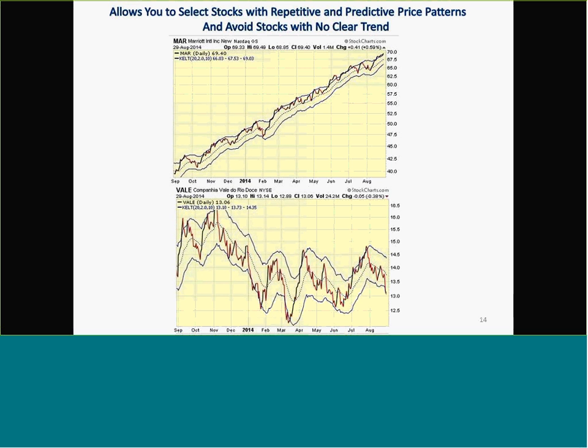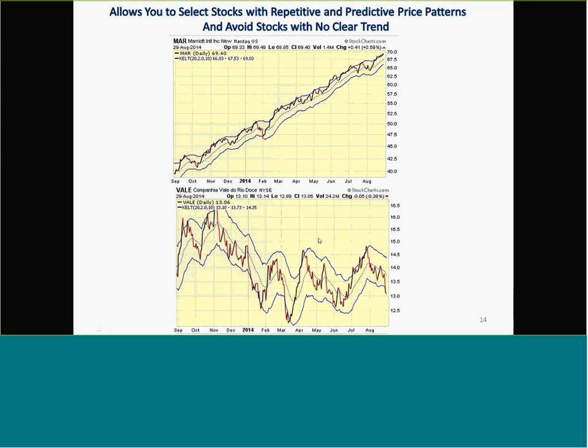And here's another use of the Keltner channels. I like to focus on stocks that have repetitive and predictive price patterns, and avoid the stocks that have no trend. And here's an example. This is for Marriott, the hotel chain. We can see with the Keltner channels here that Marriott has a very repetitive and predictable price pattern. So that's another way to use these Keltner channels: you want to focus on stocks like Marriott as opposed to Vale, the Brazilian iron ore mining company. You can see really no clear trend with Vale.